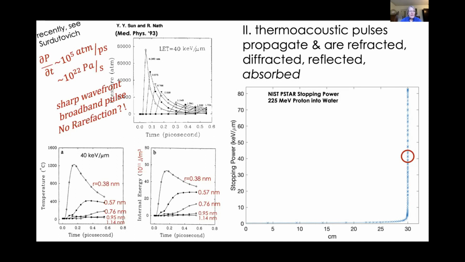Now, you've got an incredibly sharp wavefront, so a very broadband pressure pulse is being generated. So it's a little surprising to me to see that there's no rarefaction in these plots, at least we can't see it.